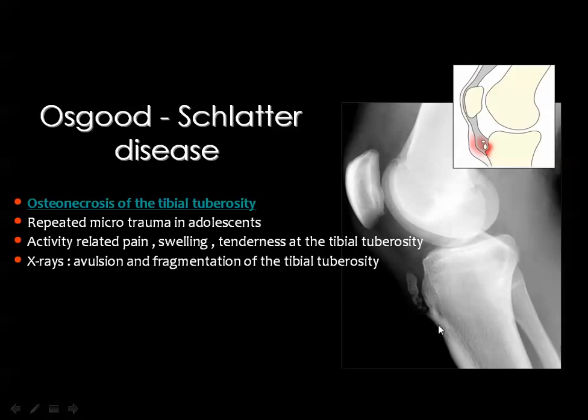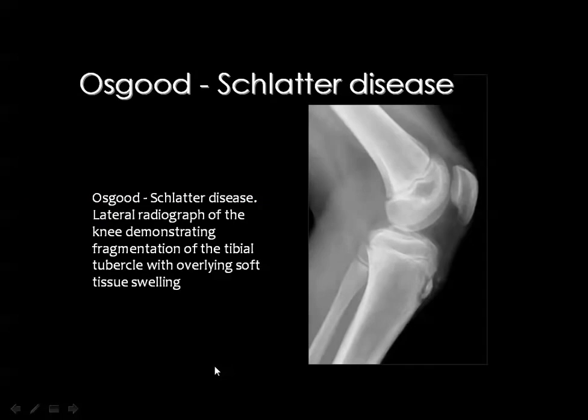And here you can see that the tibial tuberosity is fragmented, and you can see some reactive bone sclerosis in the fragments. Also, this is an example by plain X-ray of Osgood-Schlatter disease. You can appreciate the age of the patient from the non-closure of the epiphysis. You can see swelling at the site of the tibial tuberosity, some fragmentation, and bone sclerosis.